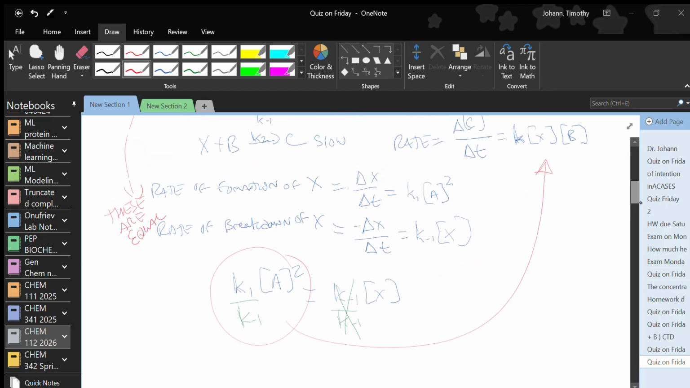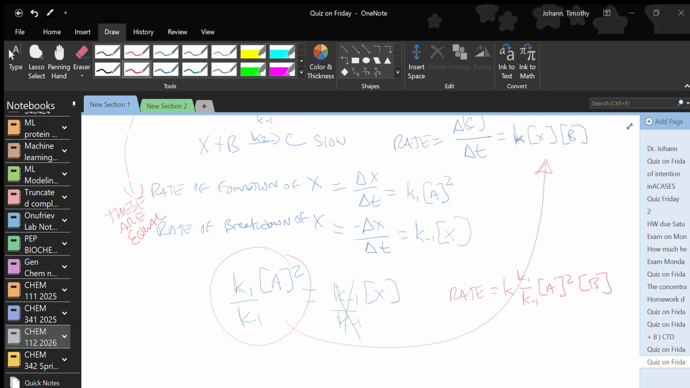Actually, I'd like to have both on the screen. I'm going to rewrite it over here, okay? So I'm just going to say rate. I'm not going to do a D whatever because I just want to save the space. Is equal to k, my original rate constant, times k1 over k negative 1, all little k's, times A squared times B. Okay? So I'm taking this here, I'm substituting that in for the X, and then I get this.